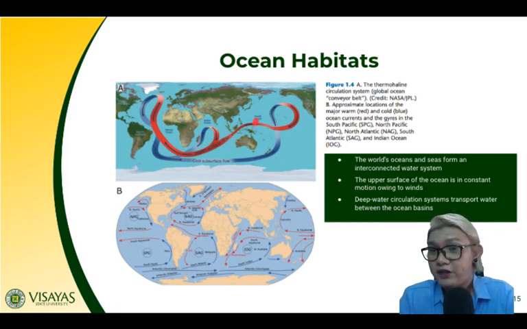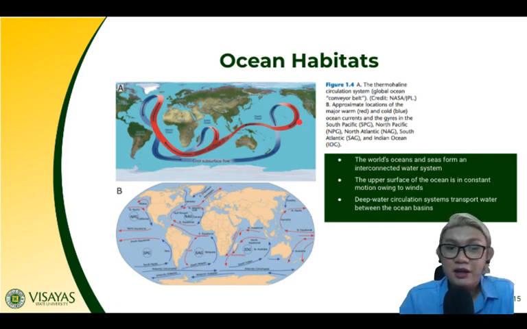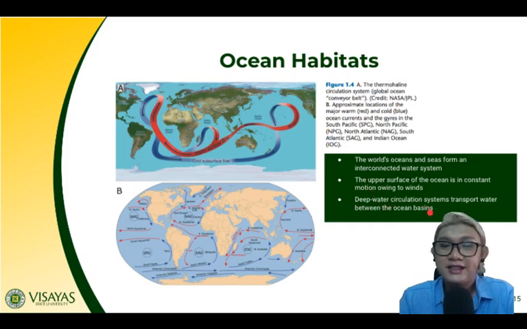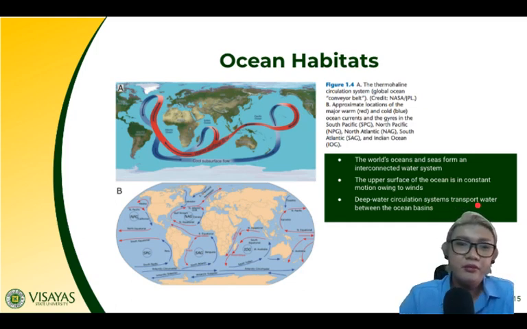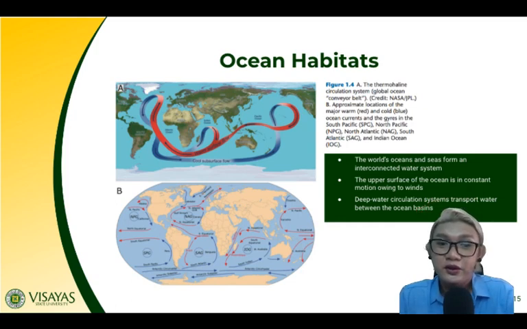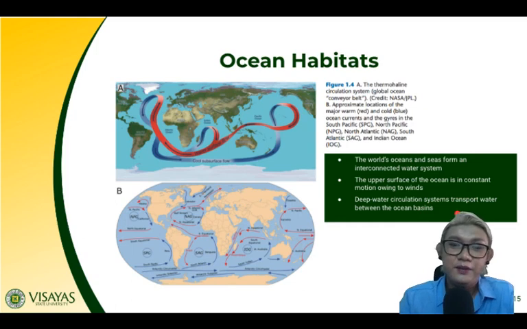We know that fishes are capable of long distance migration. Okay? So the upper surface of the ocean is in constant motion. That is because there is always wind that pushes it, creating the waves. There is also deep water circulation systems because of the differences in pressure and temperature of the water, so there is vertical movement that is happening.